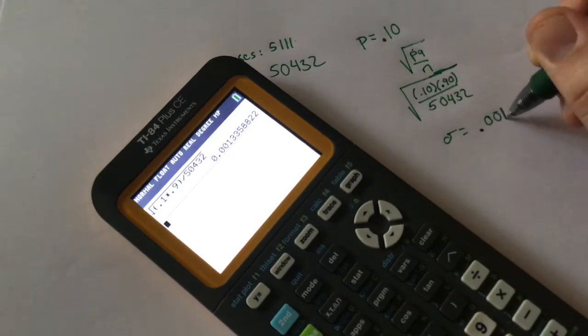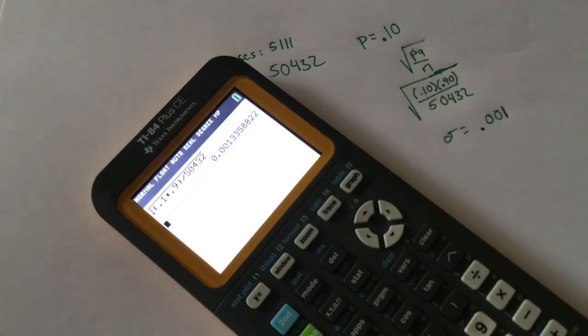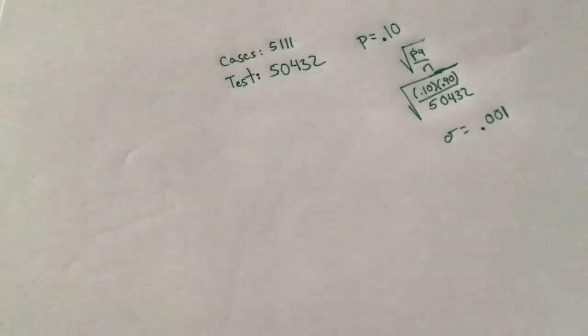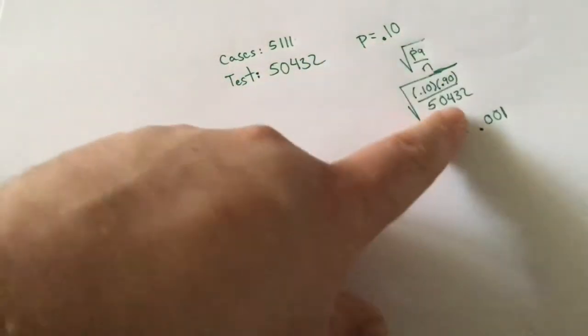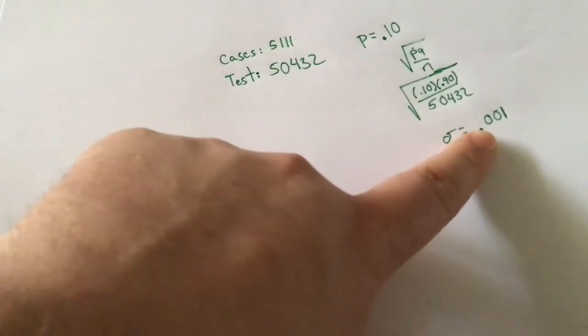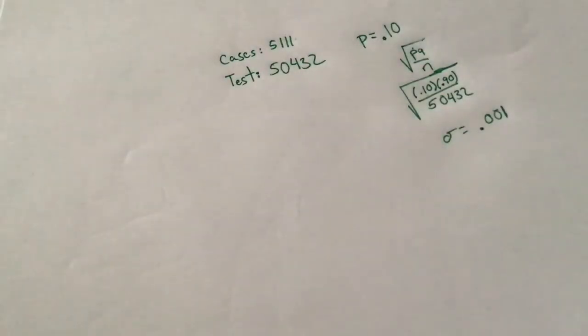Now, that's a very small number, right? Think about what that is as a percentage. That is 0.1%. So what we could do is say that 10% of people have this virus in the state of Missouri, give or take 0.1%. So that means it could be, in all reality, as low as 9.9 or as high as 10.1. A pretty small margin of error, right?